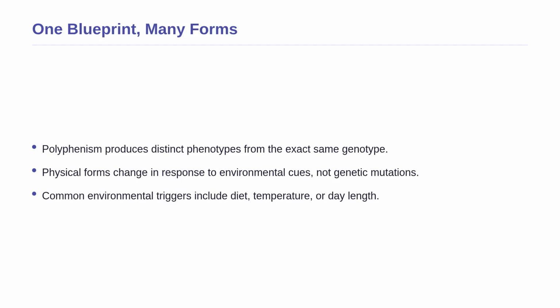To begin our journey, let us understand what polyphenism actually is. In biology, a genotype is your genetic code, and a phenotype is your physical form. Usually, different physical forms come from different genes, but polyphenism is a biological phenomenon where two or more distinct physical forms are produced by the exact same genetic blueprint.